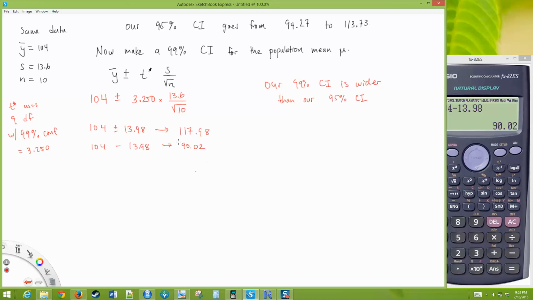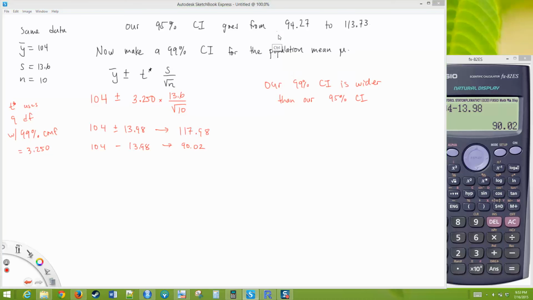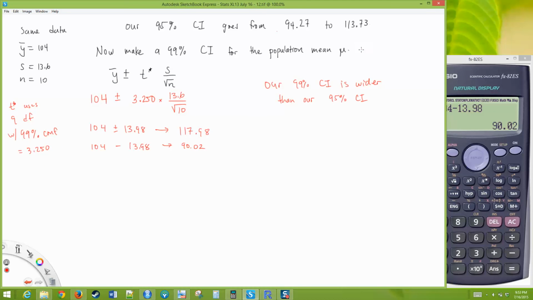But this also points out an interesting thing, right? Whereas before, based on our 95% confidence interval, if I said, do we have evidence that mu is not 114? You would say yes. With the 95% confidence interval, you would say yes, I have evidence that it's not 114. But for the 99% confidence interval, what do you have to say now? You have to say, I don't have evidence that it's not 114. 114 is within my interval. So what's the deal there?